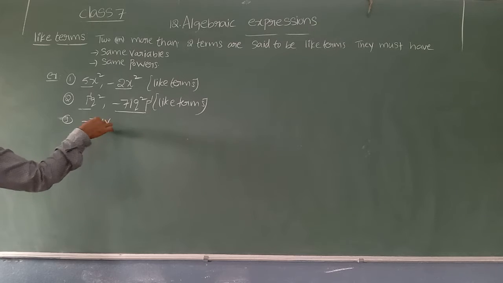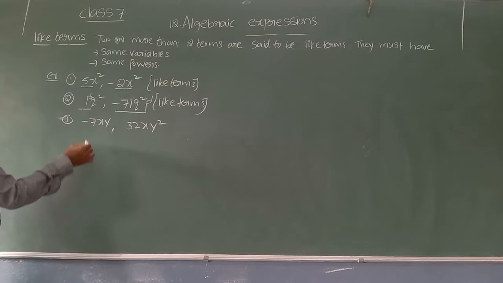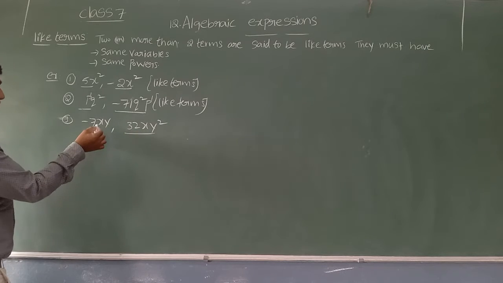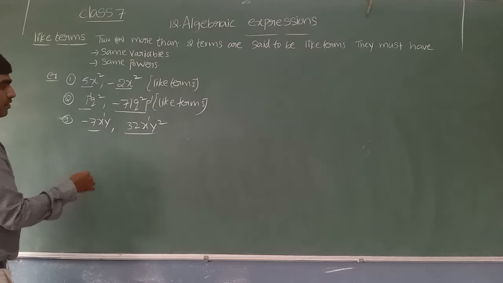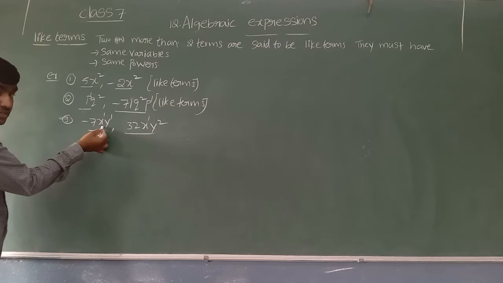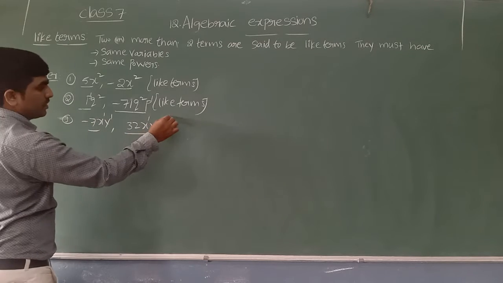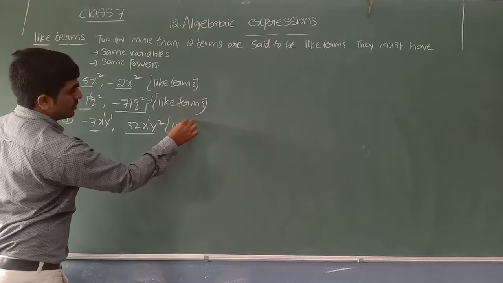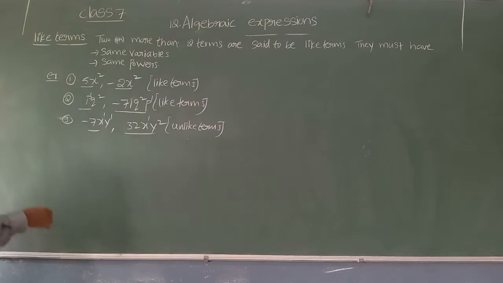Minus 7xy, comma, 32xy square. Now two terms are there, same variables x and y. What about their powers? X power 1, x power 1, y power 1, y power 2. So both the terms have the same variables, but they do not have the same powers. What do we call such terms? They are called unlike terms. Unlike terms. What is meant by unlike terms?